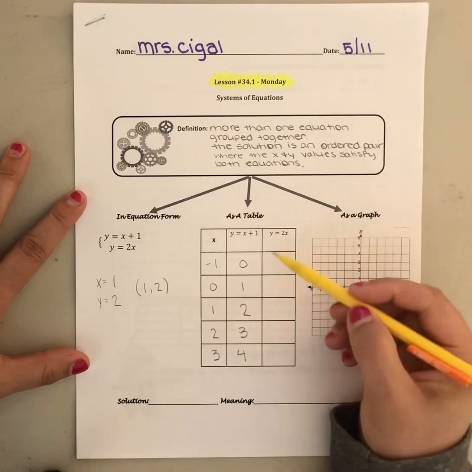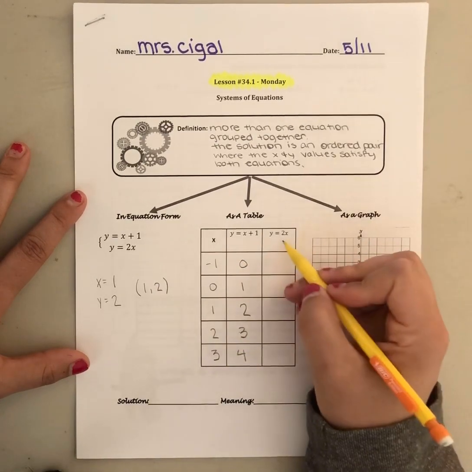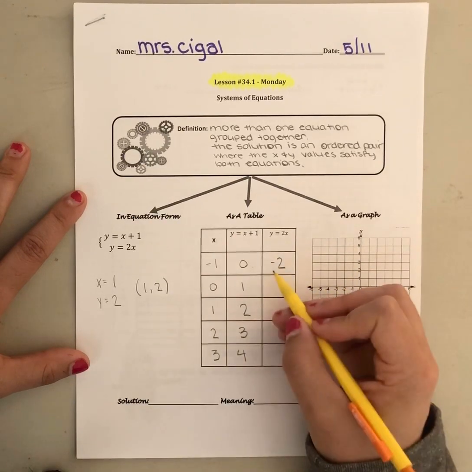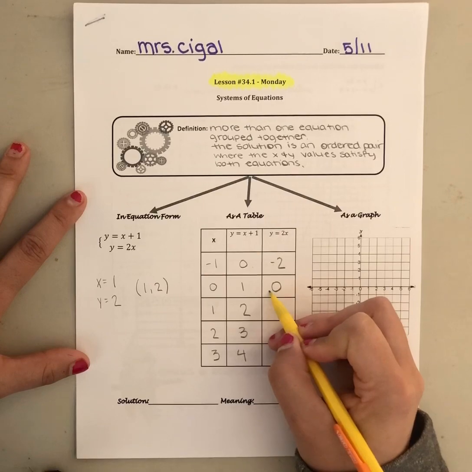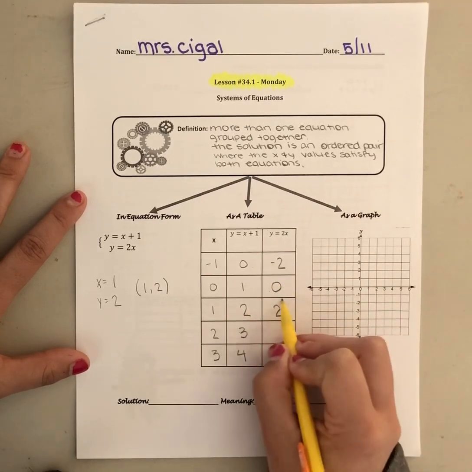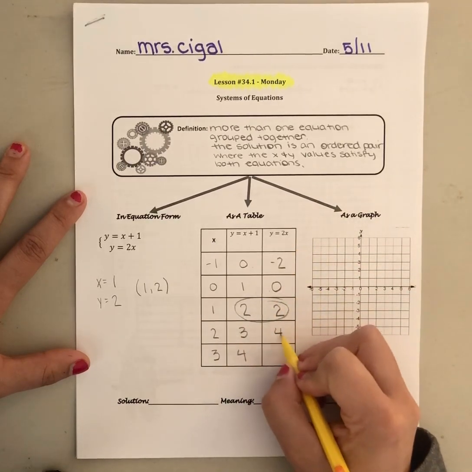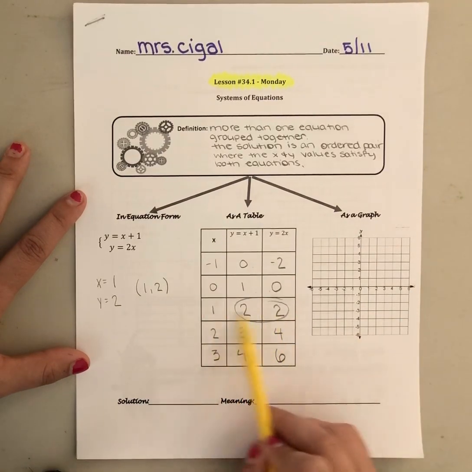Now let's try the second one because we're trying to find an x value that makes both of these things equal. So 2 times -1, those aren't equal. That's not our solution. 2 times 0, those aren't equal. Not our solution. 2 times 1, these are equal. That's our solution. And if we had kept going, 2 times 2 and 2 times 3. So this is that spot where they're equal to each other.